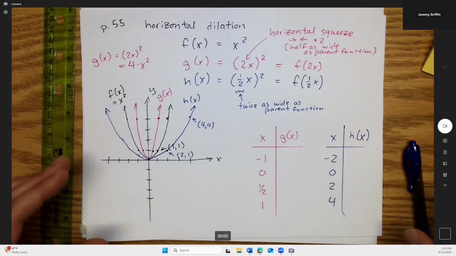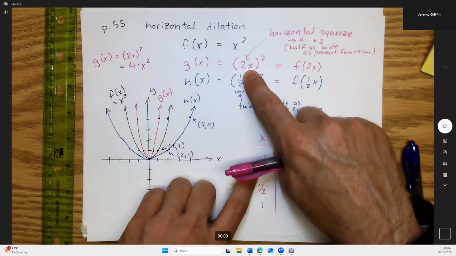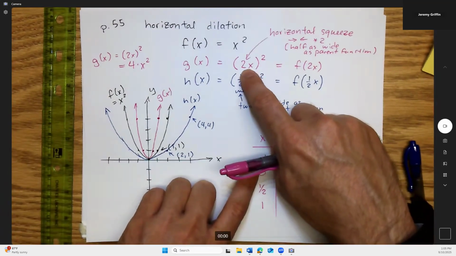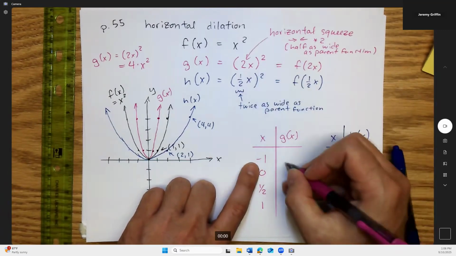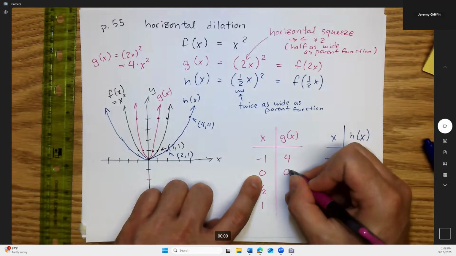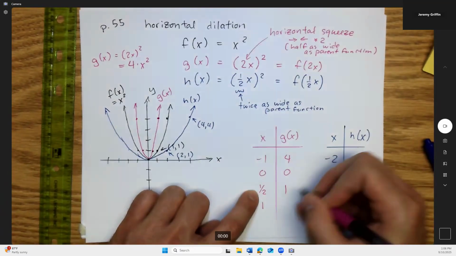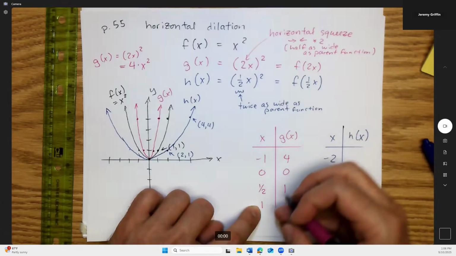Okay, just starting from what I'm predicting from the answer. These coordinates should work out to really nice numbers. Let's see if they do. If I plug -1 into here, -1 times 2 is -2, squared is 4. If I plug in 0, this whole thing zeroes out, square is still 0. If I plug in a half, 2 times a half is 1, squared is 1. And if I plug in 1, times 2 is 2, squared is 4.